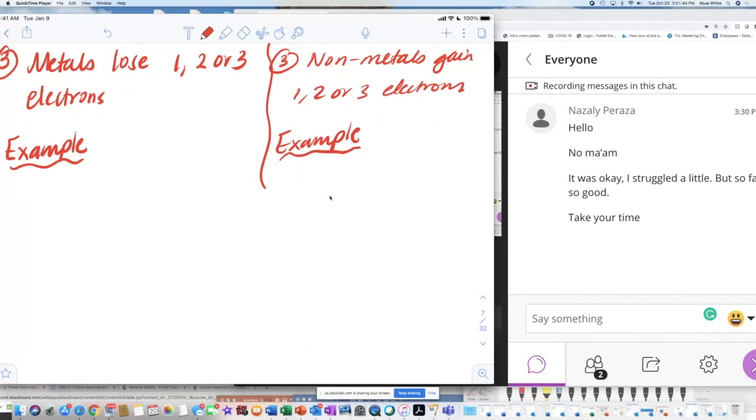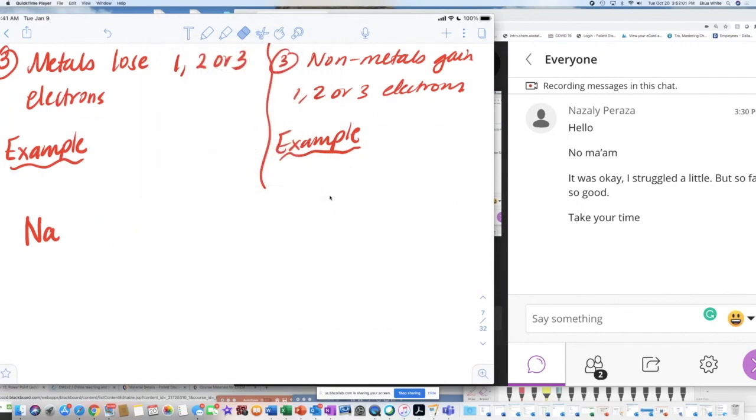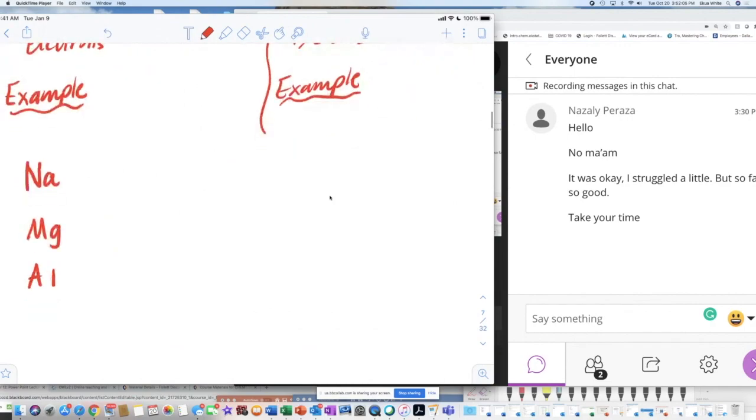So I'm going to pick from here in order. I'll go with sodium, magnesium. Actually, let me go vertically. Let me erase that. Okay, hold on. Sodium, magnesium, aluminum. Now assign here group number, then ion. So we can see the difference here.